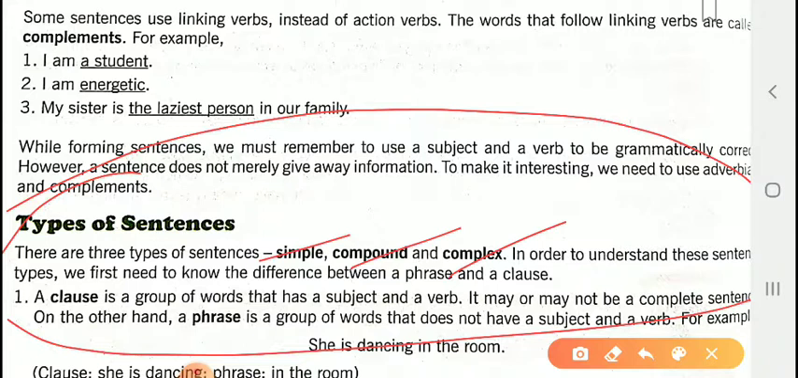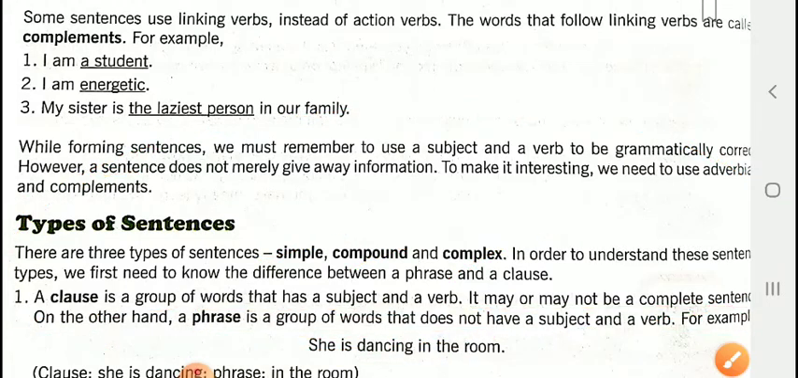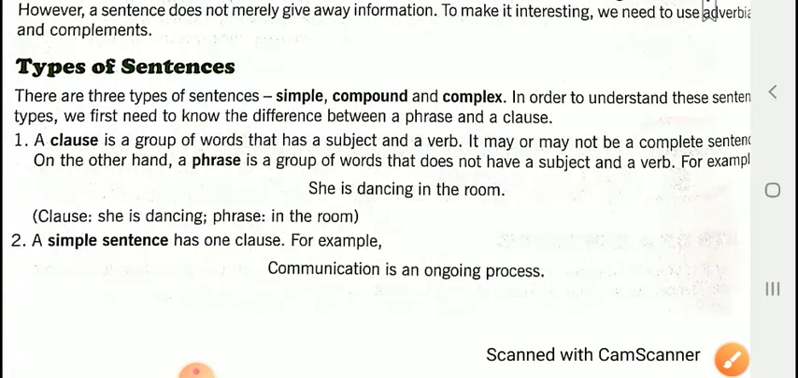Then sentences, what is a sentence? A group of meaningful words is called a sentence. Then clause, what is a clause? A clause is a group of words that has a subject and verb. It may or may not be a complete sentence. A phrase is a group of words which cannot be a subject or verb. Okay, then simple sentence, what is a simple sentence? A simple sentence has one clause, like that.